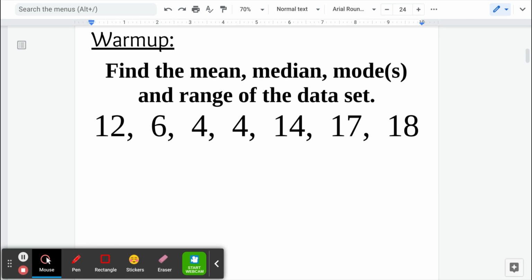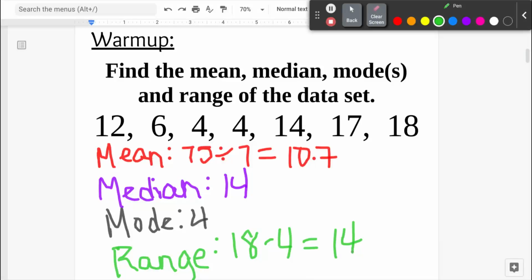And here are your answers to these. So remember, we find the mean by adding all the numbers up and then dividing by how many pieces of data there are. Median, make sure you order them from least to greatest and then find the middle. Mode, whatever appears the most. And range, how far spread out is your data? The big number minus the little number.